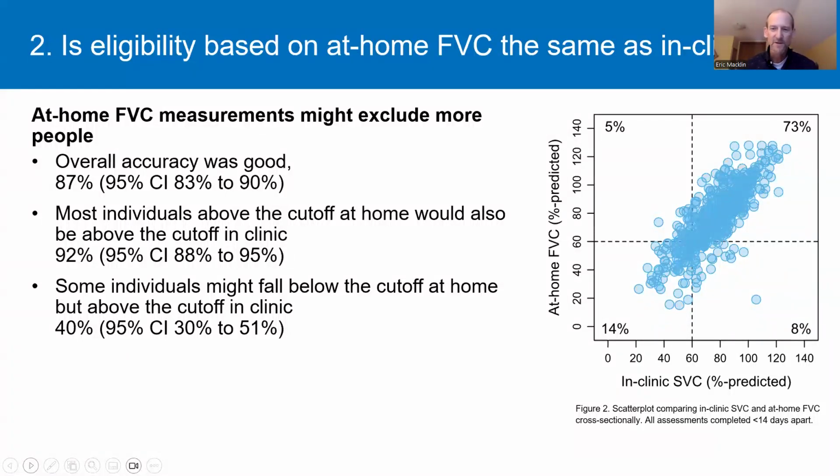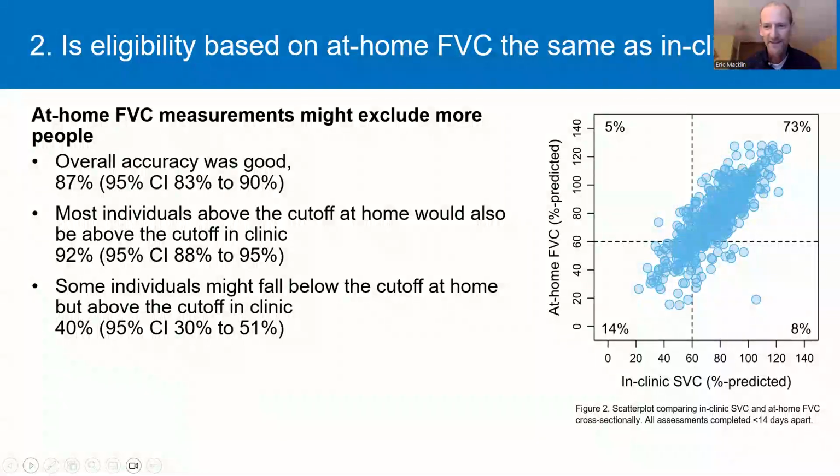The last piece, though, didn't perform quite as well. It's looking at the bottom half of that graph and it's saying of those for whom home spirometry said they weren't eligible, were they in fact not eligible? And you'll see that there's a relatively large fraction, that 8% relative to the 14%, of folks who would have likely been eligible if they had gone into clinic and had a test.